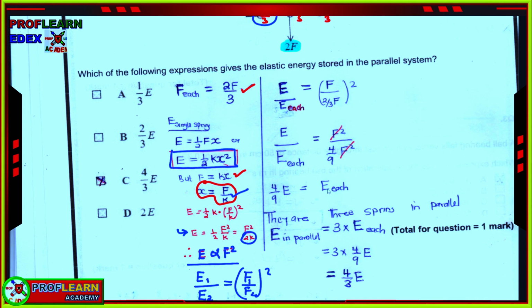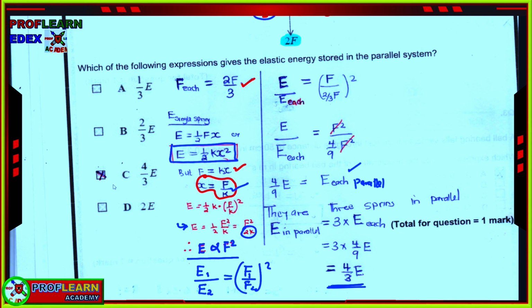We rearrange this equation. We are going to have energy in each of the springs in parallel is going to be 4 over 9 E. But there are 3 springs, so for us to get the total energy in parallel, it is going to be 3 times the energy in each, which we have gotten here, and that is going to be 3 times 4 over 9 E, and finally our answer becomes C.